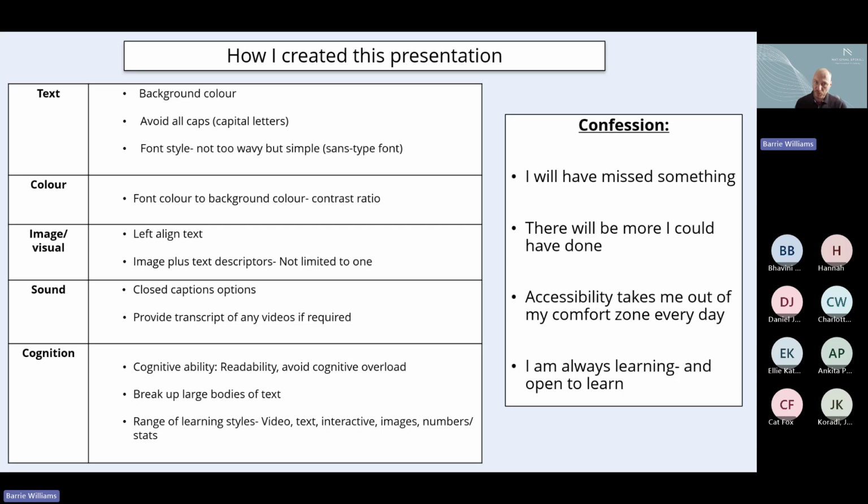Font style, so not too wavy; a simple sans serif font is the best thing to go for. The color of the font: compare that to the background color, so it's a contrast ratio. I'll show you something like that in a second. Left align text, so that means don't put it in the middle, because what tends to happen if you center align the text is that the start of the sentence goes all wavy. So like I've got there, it's all left aligned.